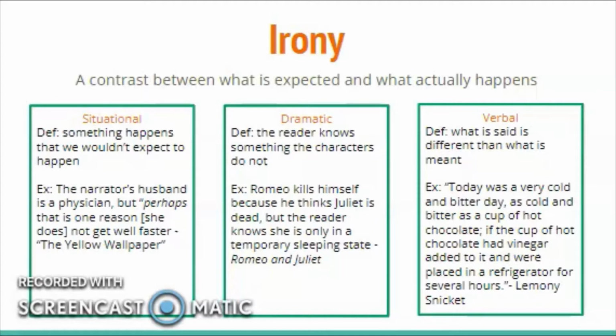Romeo kills himself because he thinks Juliet is dead, but the reader knows she is only in a temporary sleeping state. So that's dramatic irony, because we know she's not actually dead, but that's the reason that Romeo kills himself, is because he believes something else.